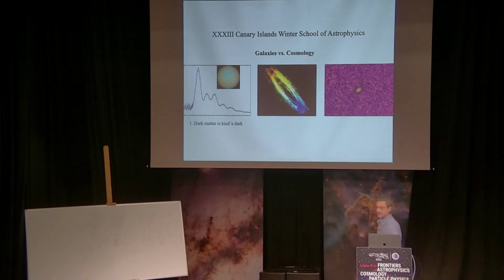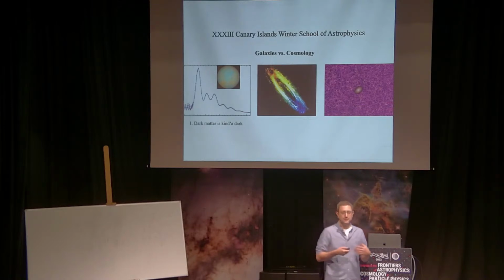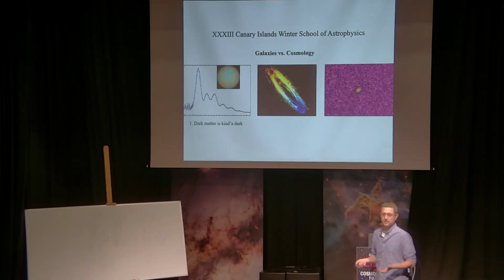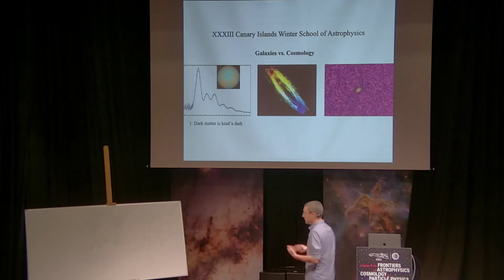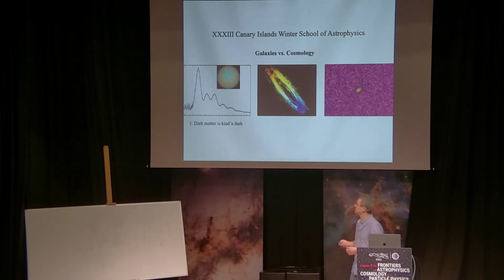The first one is the point that dark matter is kind of dark. Why do we even call it dark matter? You ought to ask yourself this question: how dark is it really, and where is it? Why do we think dark matter is dark? In a sense, it doesn't interact much with other things.